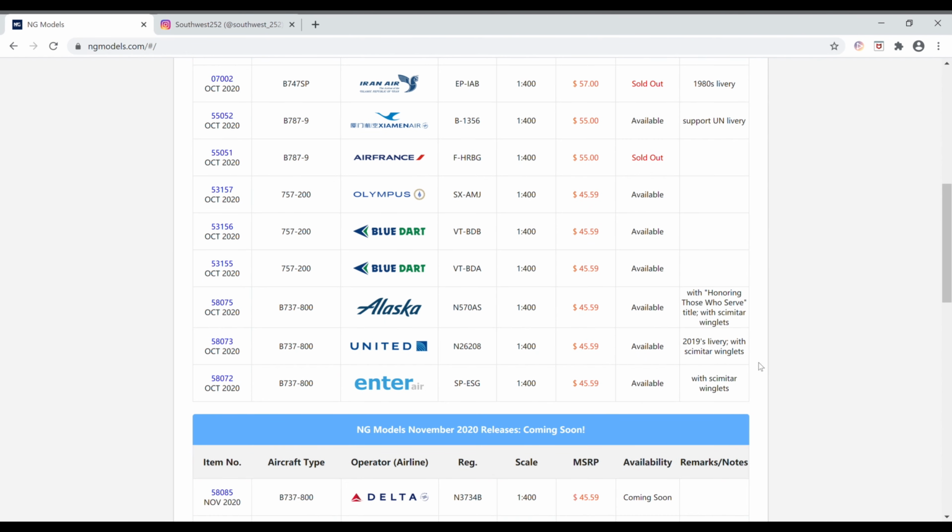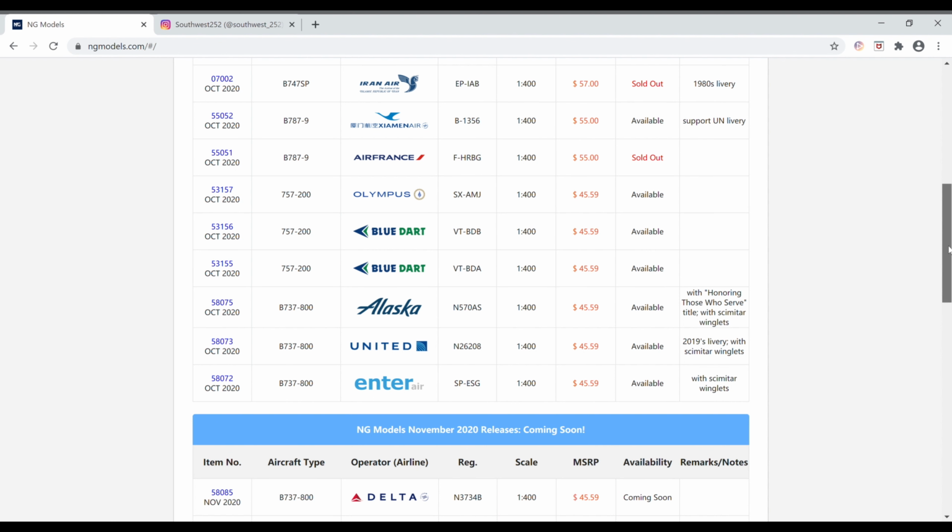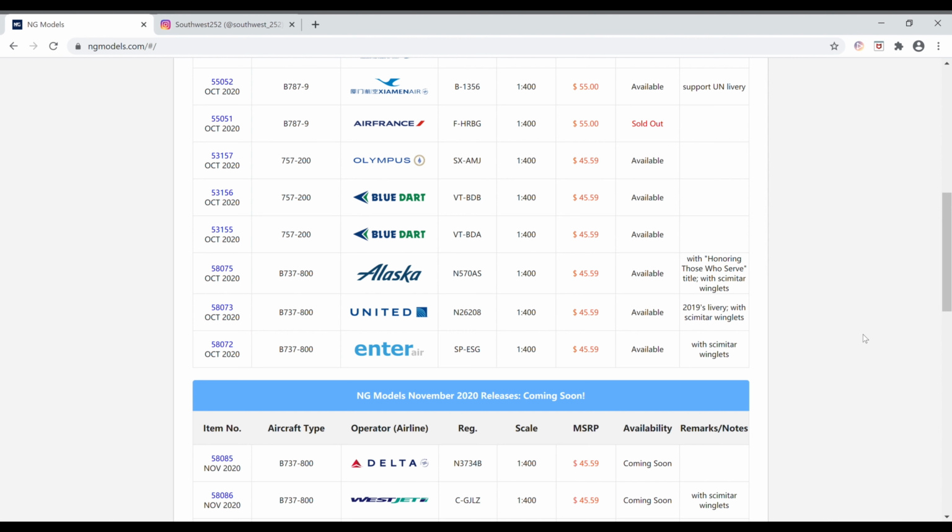The registration is November 3734 Bravo. It is 1-400 scale. 4559, and the item number is 58085. Next up, we have the WestJet Boeing 737-800. This does have the split scimitar winglets. The registration is Charlie-Golf-Juliet-Lima-Zulu. It is 4559, and the item number is 58086.